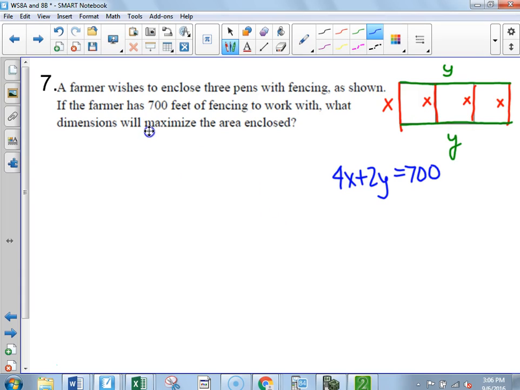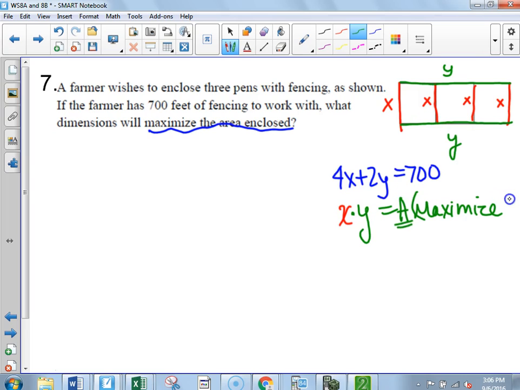But he wants to maximize the area for his animals using this fence. What is the area of this shape right now? Yes. Does everyone see it's just a rectangle? The fact that it's cut into parts doesn't really matter. The total area is still X by Y. So X times Y is what we're trying to find the maximum of. It's the area, right, that we want to maximize? Okay.